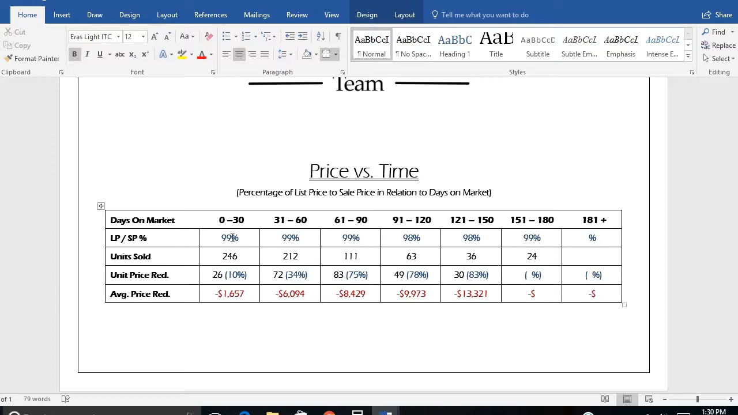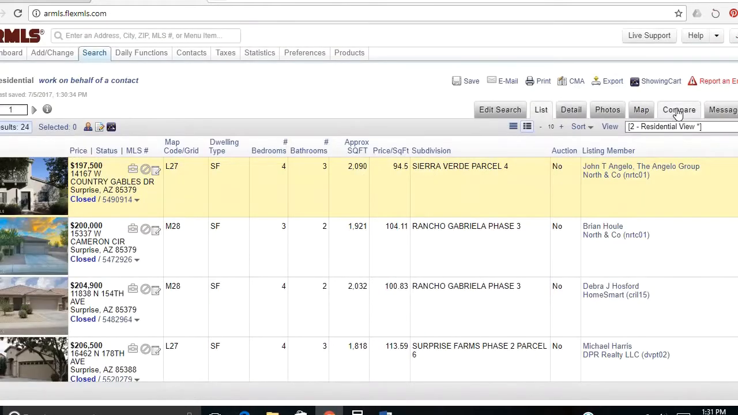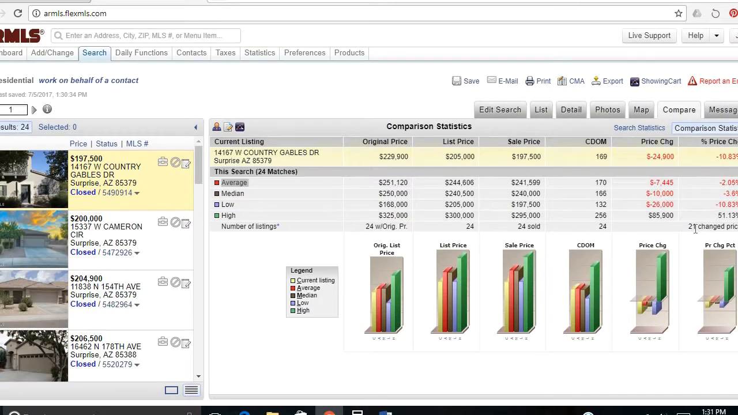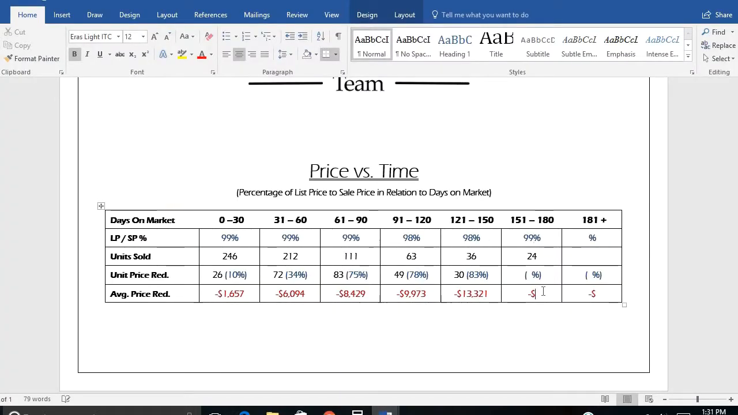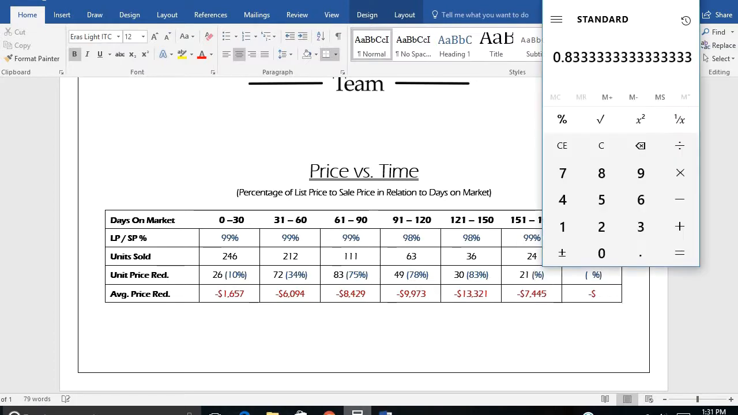Usually the list price to sales price, as you go out in time, starts to dip, and then towards the end it'll go back up. We didn't dip much here, only an extra 1%. Okay, we want our average price reduction. 21 changed their price on average of $74.45. So this is an example of when the price reduction goes down, that's a seller waiting for the market to come up to them, which is fine. Okay, so they only dropped their price by, let's call it $7,500, which is a lot less than $13,300.